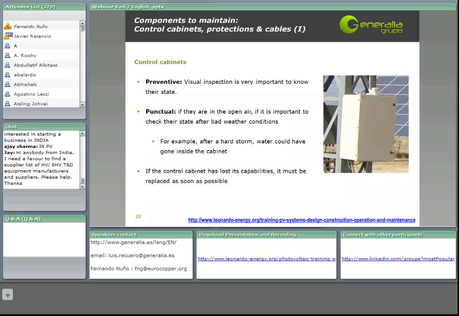For example, after a hard storm, maybe some water could have gone inside the cabinet, and if the control cabinet has lost its capabilities, it must be replaced as soon as possible. Anyway, we have to know that normally these kind of elements don't usually fail.